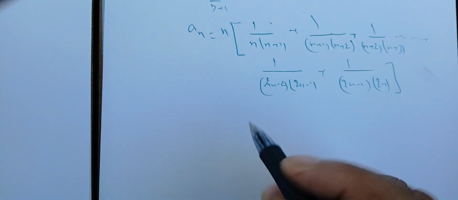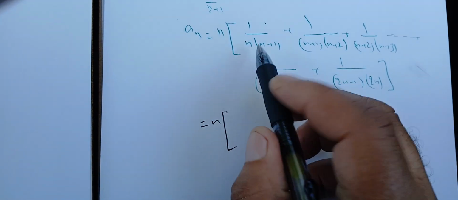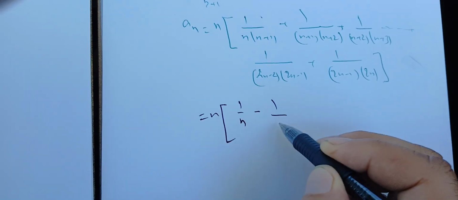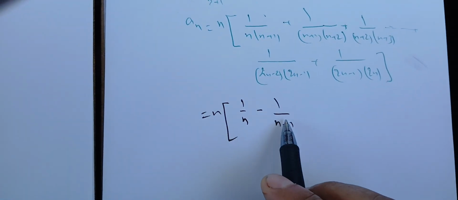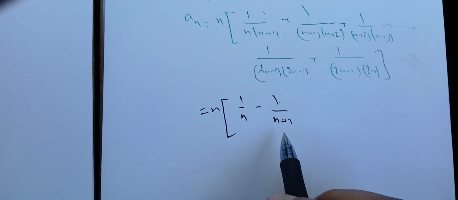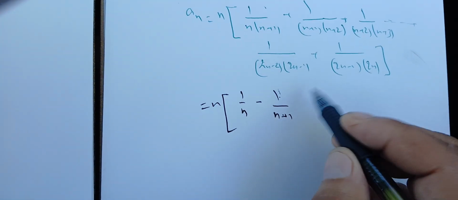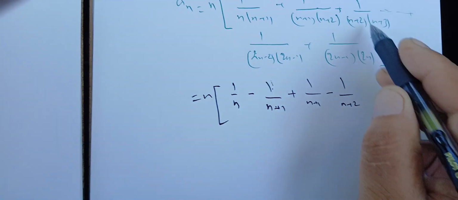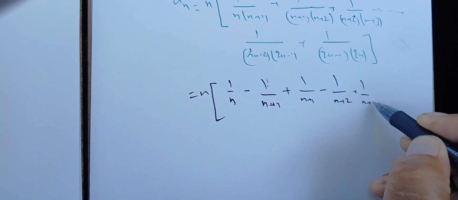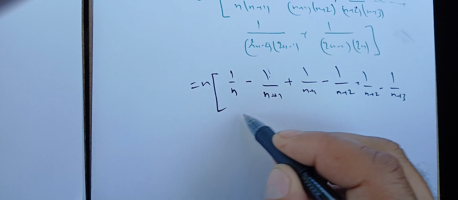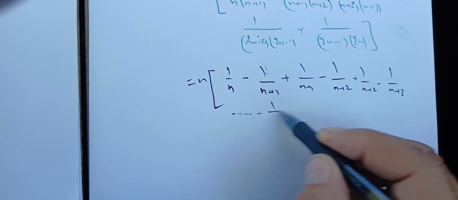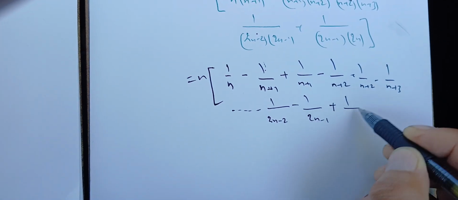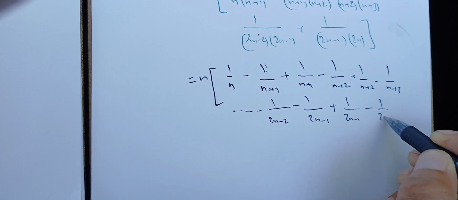Here we can decompose this fraction. So here you can have 1 over n, let's see, plus or minus, it should be minus 1 over n plus 1. Let's check. n plus 1 minus n is 1. Yes. This next one is going to be 1 over (n plus 1) minus 1 over (n plus 2). This one is going to be 1 over (n plus 2) minus 1 over (n plus 3), and so on until we get here: 1 over (2n minus 2) minus 1 over (2n minus 1), plus 1 over (2n minus 1) minus 1 over 2n.